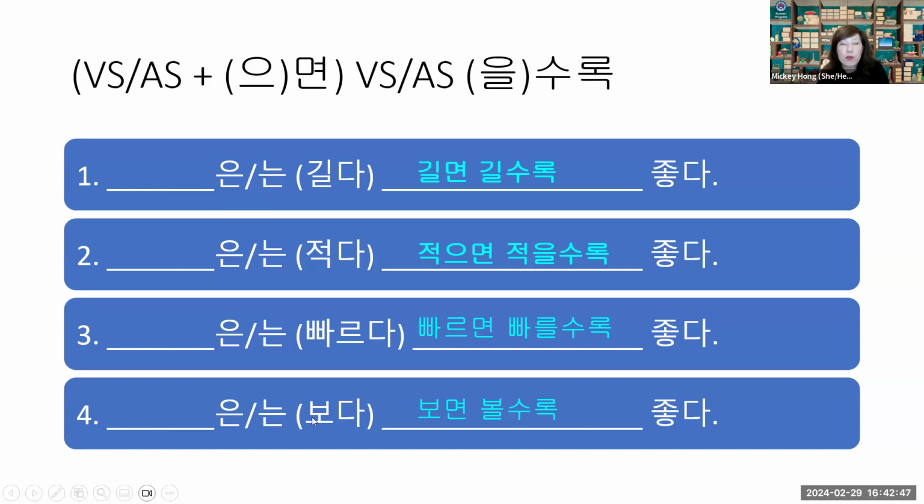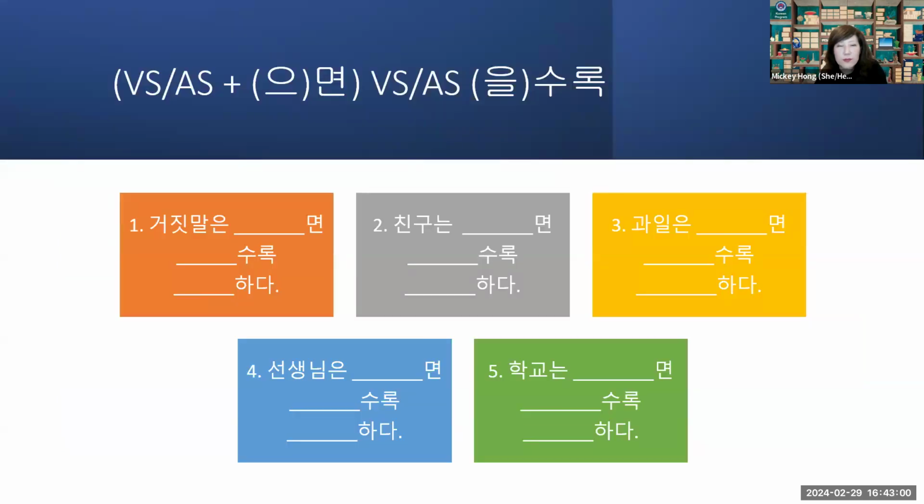친구는 어떤 사람은 보면 볼수록 좋아요. Certain people, the more you see them, you get to like them all the more. It's nice to see them often. These are a little tougher. 거짓말은 하면 할수록 어떻게 돼요? Lies, the more you tell, 거짓말을 하면 할수록 커져요. It gets larger, gets expanded.